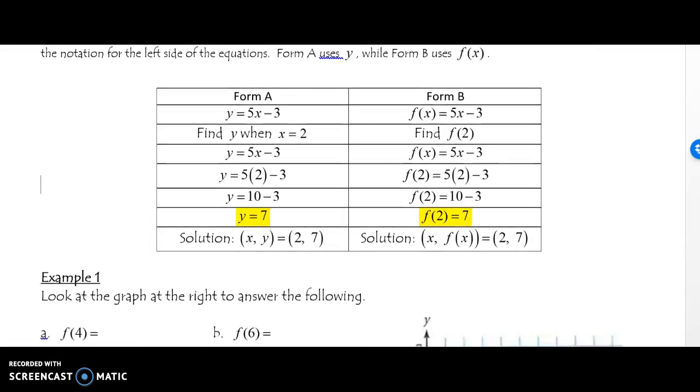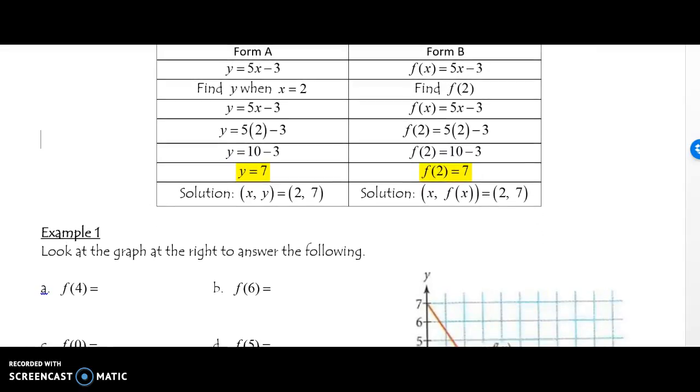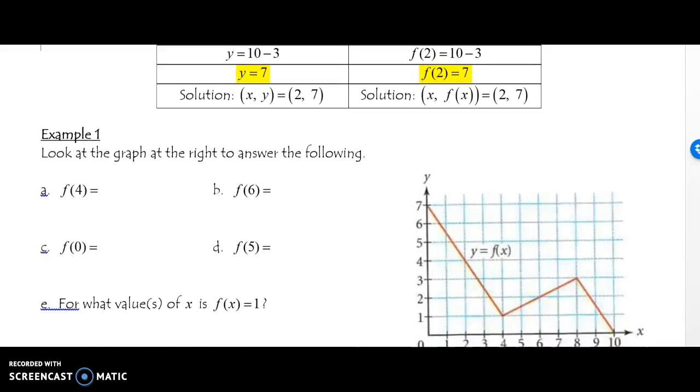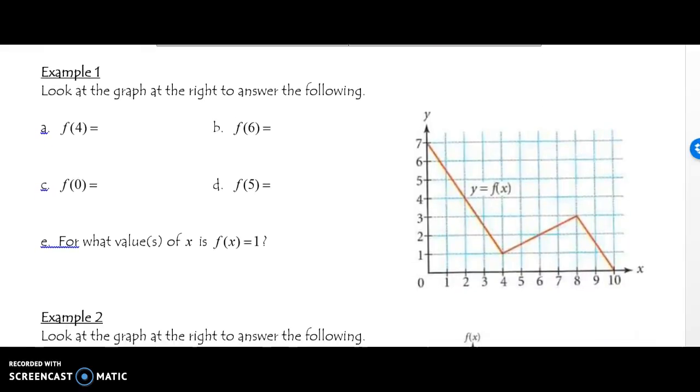So here's example 1. We have a graph. So we should be able to read information from a table, table values, a function rule, and a graph. Okay, we've been talking about how a graph is another representation of an algebraic function. So if we have this function defined with this graph, if we want to find function values, remember this isn't x, we're trying to find y. So we look at where x is 4, and then we look across at our y value. So the answer here would be 1.